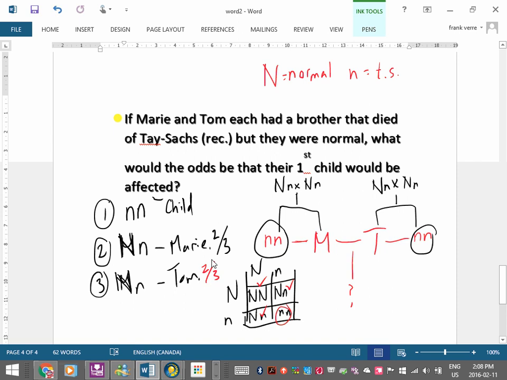So, now the question becomes, if Marie and Tom are carriers, what are the odds of getting two little n's? Well, according to the Punnett Square, if the two carriers reproduce, it's a 1 in 4 chance that they'll get an affected child. So, the odds then become 2/3 times 2/3 times 1/4, which gives you 1 out of 9. That's exactly how you did it, and that's exactly why we got it right.